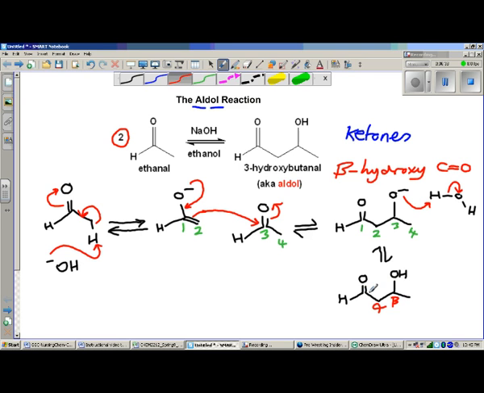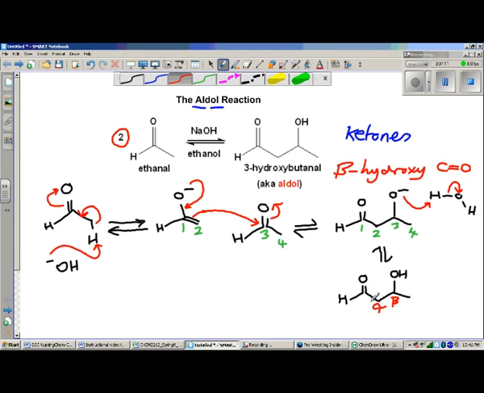If you go through a mechanism for the aldol reaction, and make sure you take a note of this, this is key. If you go through your mechanism and you find that in your product your alcohol is not on the beta carbon relative to the carbonyl, stop and go back, because you've messed up somewhere. It's absolutely key. Alright? So it's a really good way of telling yourself, oops, I messed it up somewhere.